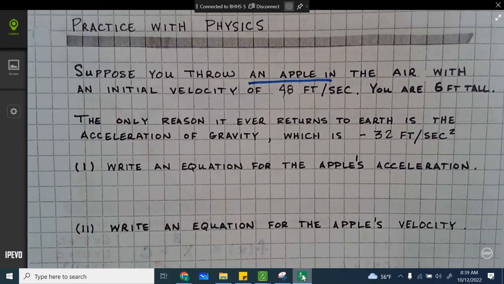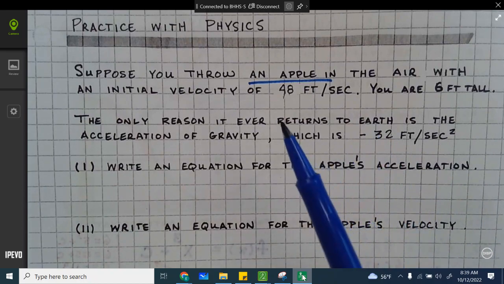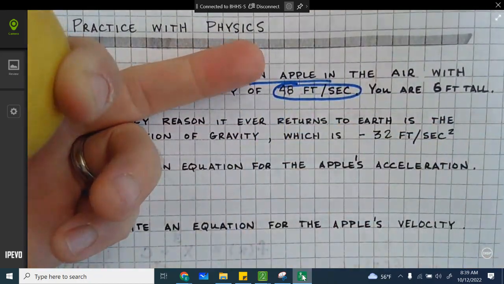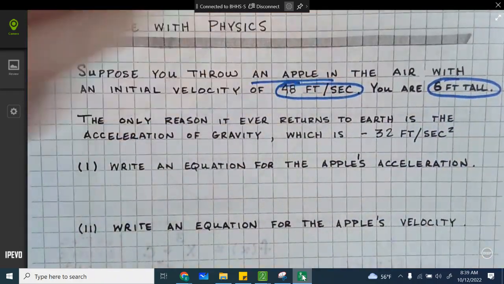Exactly. Okay, so I've got an apple here. It says, suppose that I take this apple and I throw it in the air with an initial velocity of 48 feet per second. Also, imagine, this is kind of a stretch for me, but imagine you were 6 feet tall.